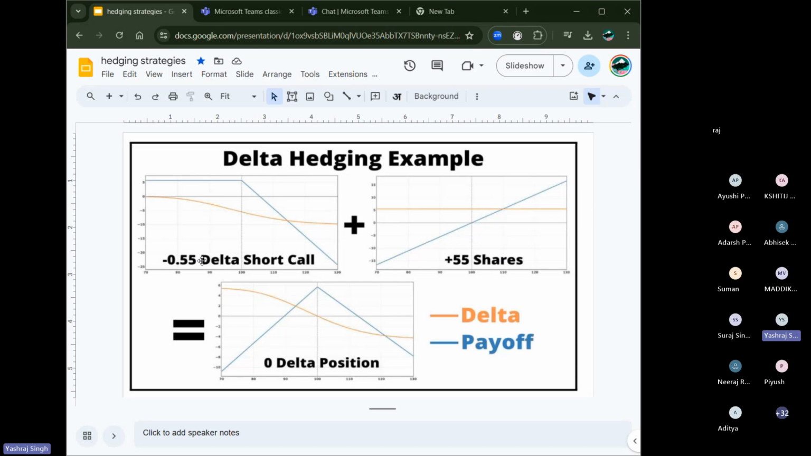How is that delta calculated? We'll be looking into a hedge ratio example also, where we'll be understanding risk management and how we can hedge our portfolio using futures. We'll be looking at this more. So for this delta, we have to buy 55 shares.